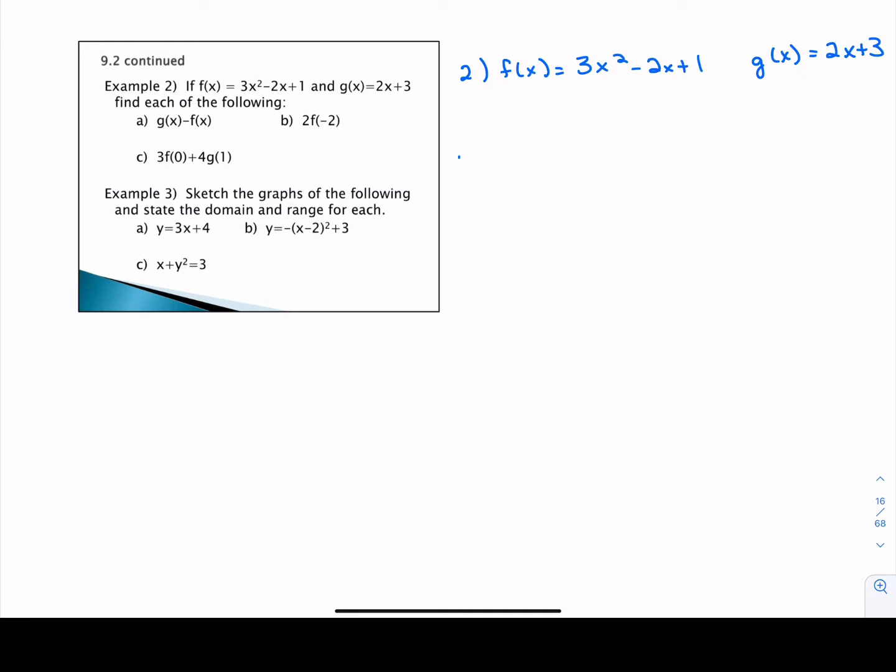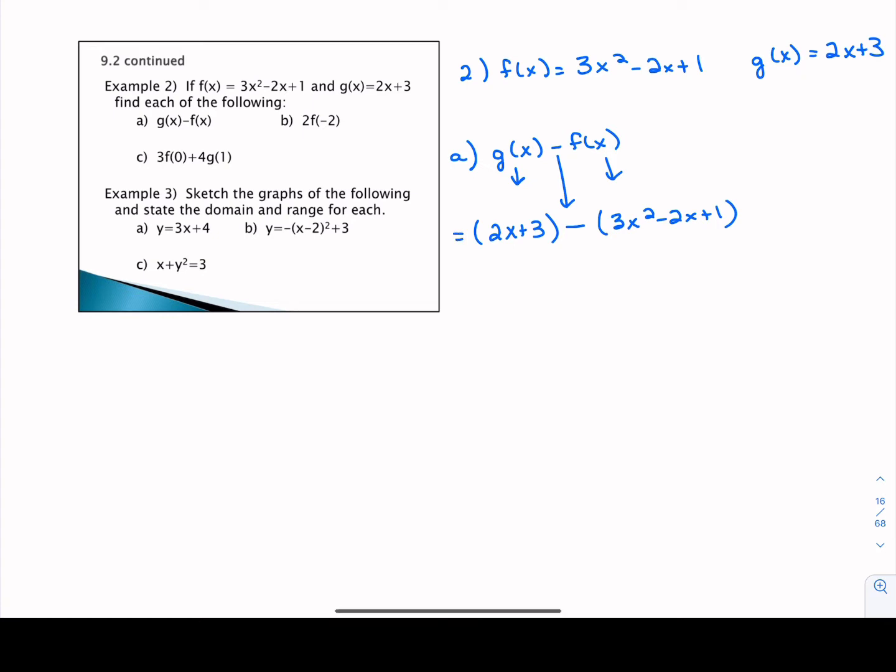What we want to do is basically combine these functions in different ways. So in part A, it says find g of x minus f of x. So what that means is you're going to start with function g, which we know is 2x plus 3. If you want to keep that in brackets, sometimes that helps with the operators. Then we're going to subtract, so there's my minus, and we need to put f of x inside brackets. So all of function f is 3x squared minus 2 times x plus 1. So this is what we have in terms of g minus f, essentially.